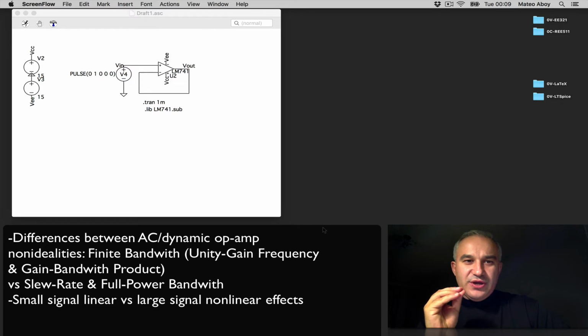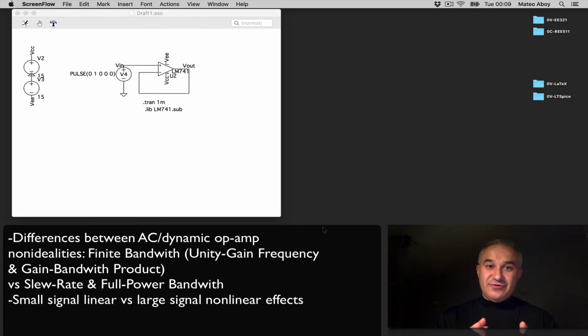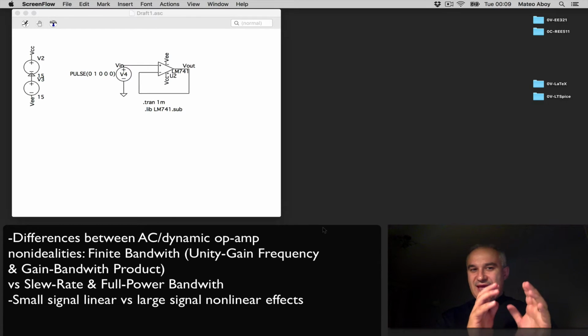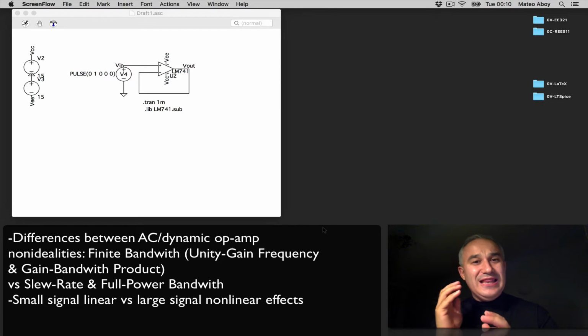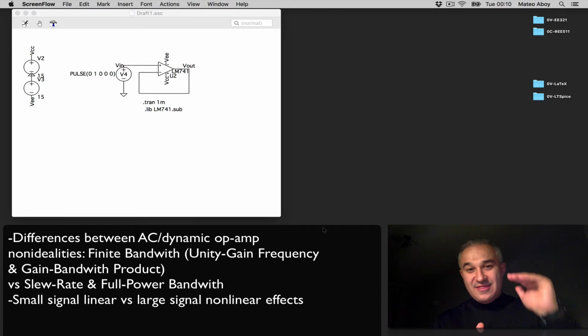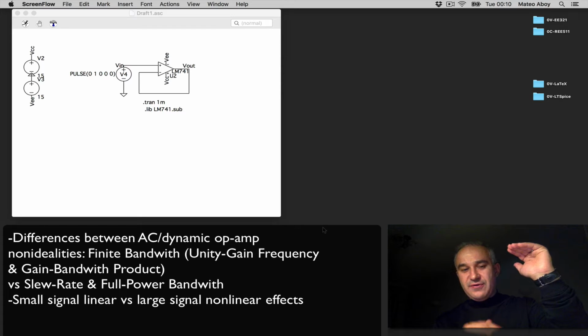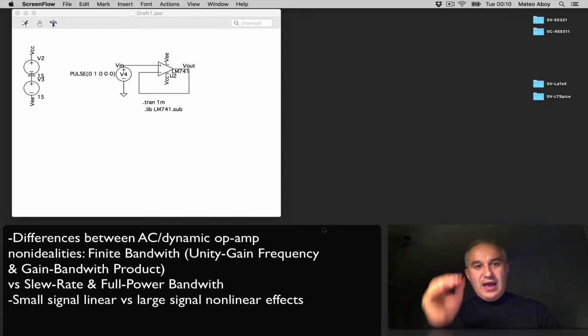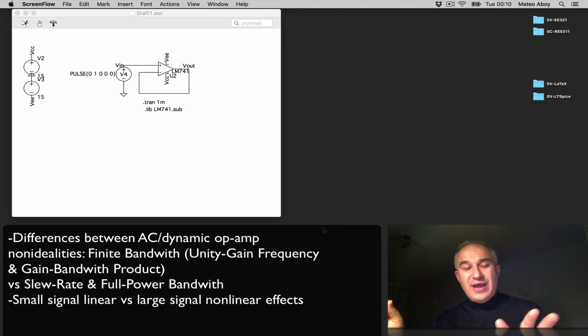Hello. In this simulation, I'm going to try to illustrate the difference between a small signal and large signal AC effects and limitations of operational amplifiers. The AC limitation that we have, which is a small signal limitation and it's a linear limitation, is the finite bandwidth, meaning the large gain of the operational amplifier starts falling off rapidly, to the point where you have no gain at all, the unity gain frequency.